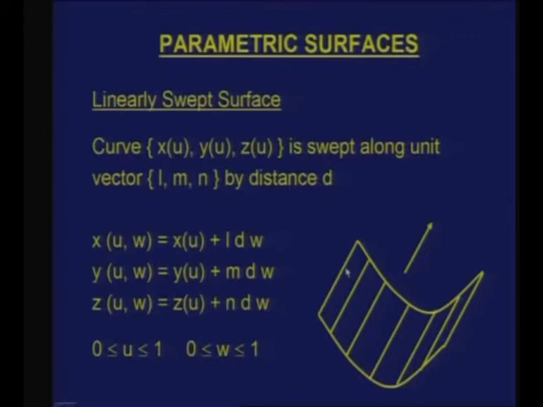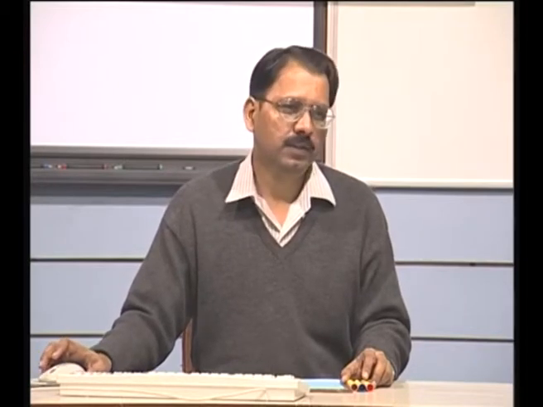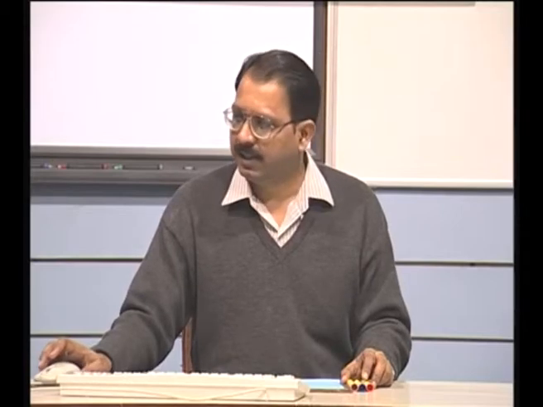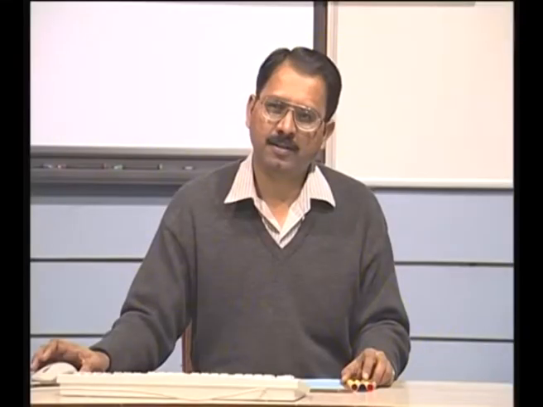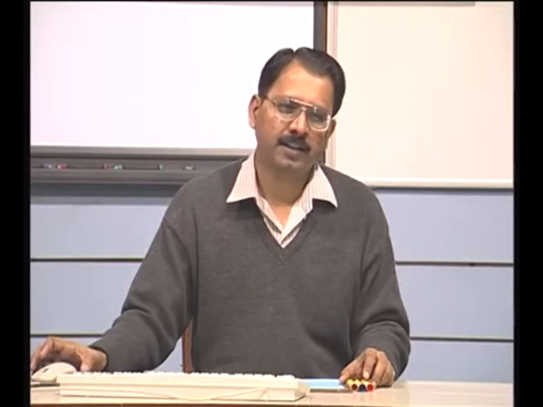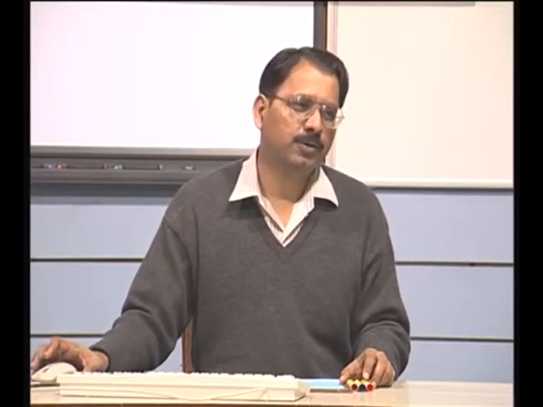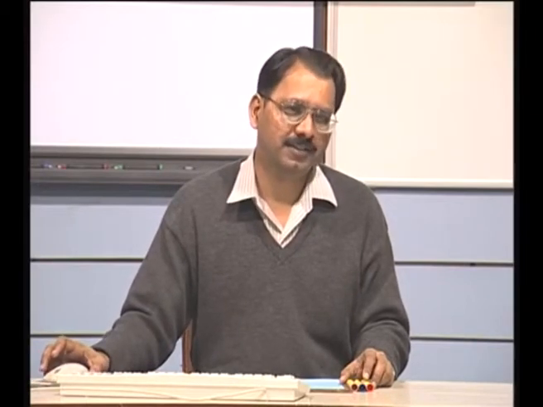Another way to define this linearly swept surface is to take a curve x, y and z. Instead of specifying a unit vector l, m, n and the distance by which it is swept, I can just specify 2 points. Whenever I specify 2 points in space, I can define a vector completely, that is, the start point and end point of the vector. This vector includes two things: I can get l, m, n, which are the direction cosines, and I can also get the magnitude.